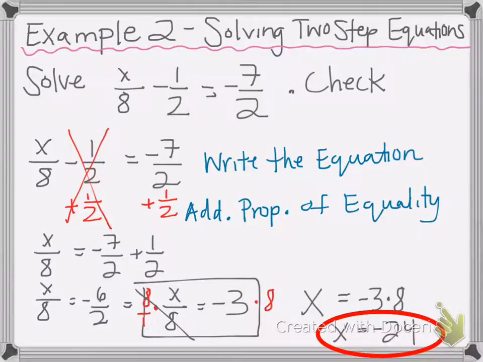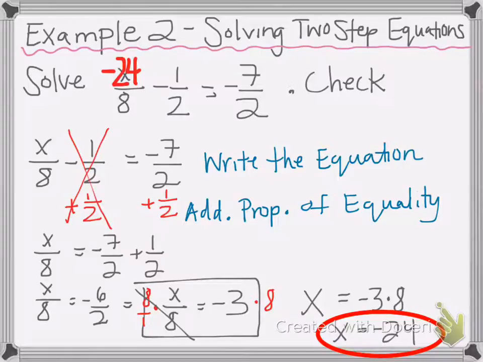Let's just say we wanted to plug in this negative 24 up here in our original problem. Negative 24 over 8, that's negative 3 minus 1/2. Yes, that equals negative 7/2 if you work it out. Okay, so that's how we check our answer.